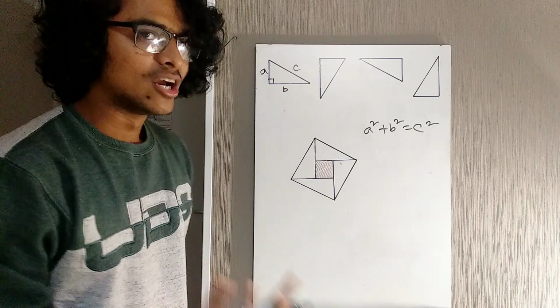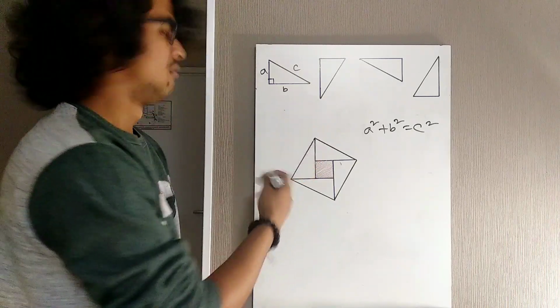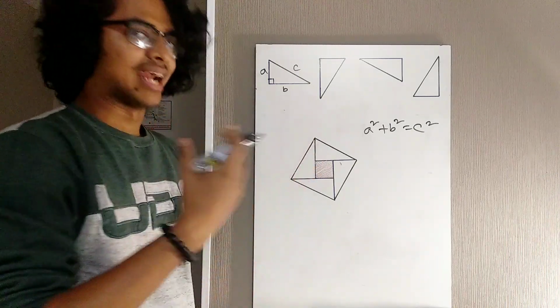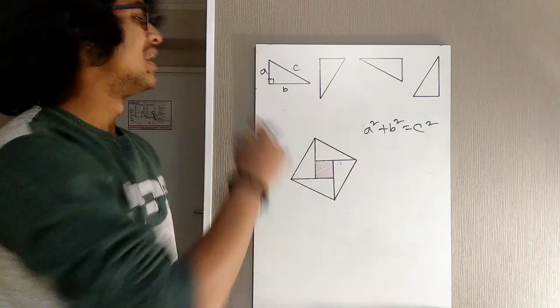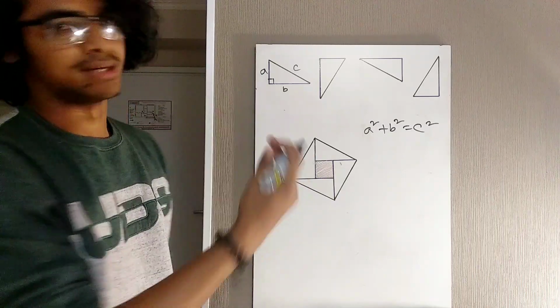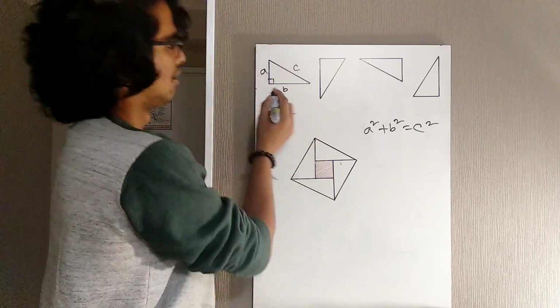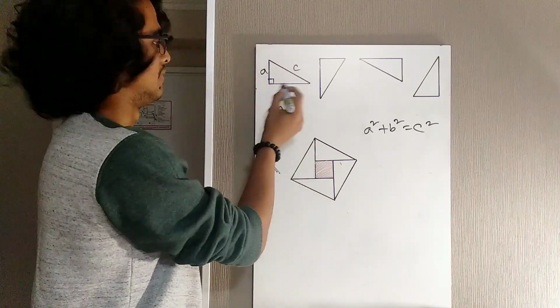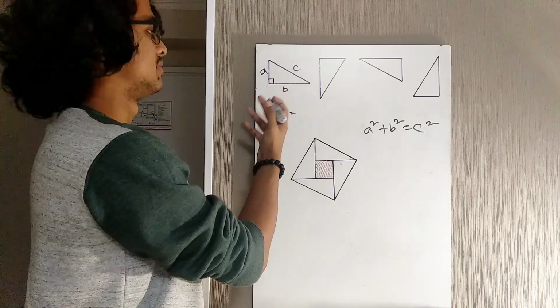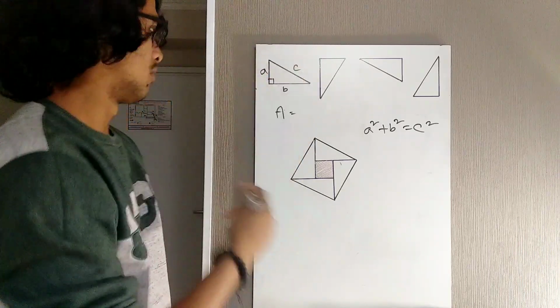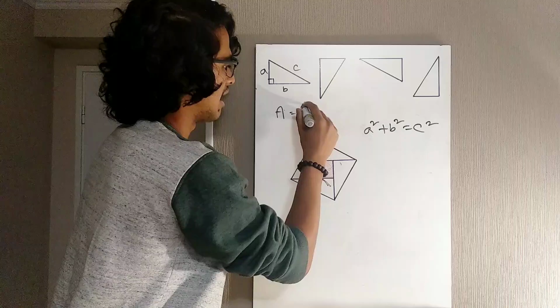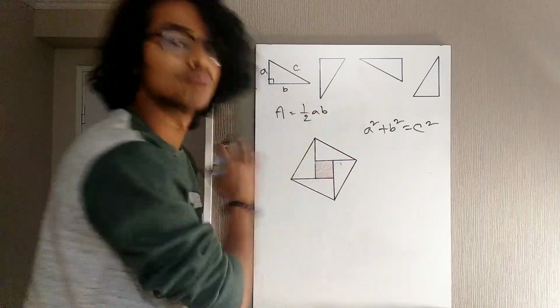And so what is the area of each of these triangles? Well, we know that the area of a triangle is half multiplied by the base multiplied by the height. So what is the area of this triangle? Well, the height here is A and the base is B, or you can say the base is A and the height is B, depending on the point of view. The area of each of the triangles is half AB.